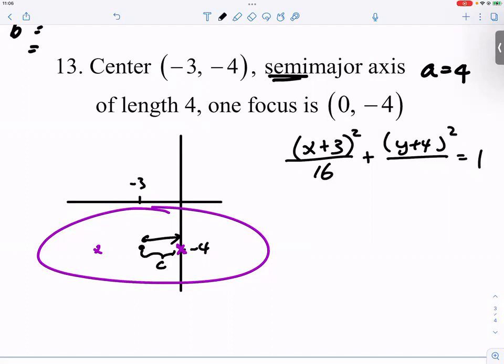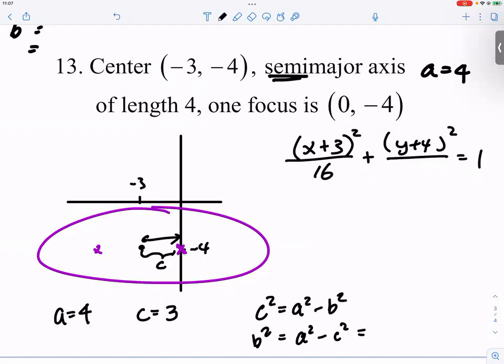It's very tempting to say 4, but it's 3. So c is equal to 3, a is equal to 4. So c squared is equal to a squared minus b squared, and you rearrange the terms. So b squared is equal to a squared minus c squared, and a squared is 16, and c squared is 9. So b squared is 7. And ta-da, we have the equation.